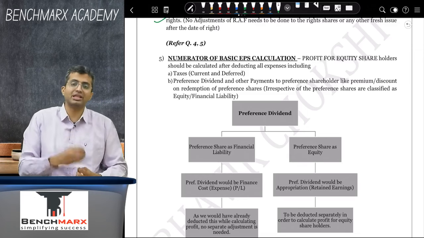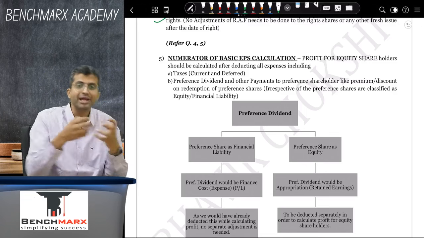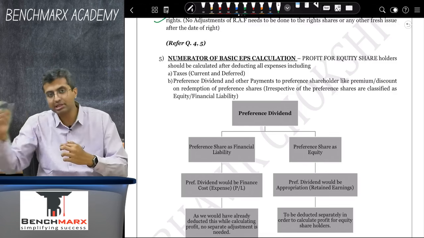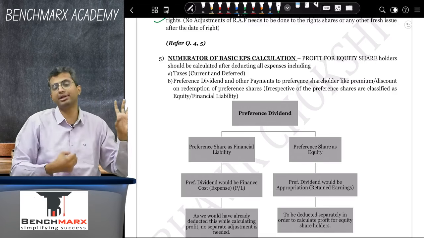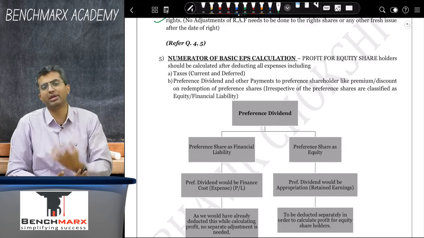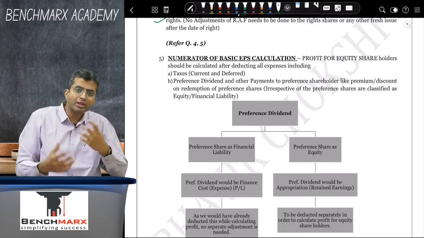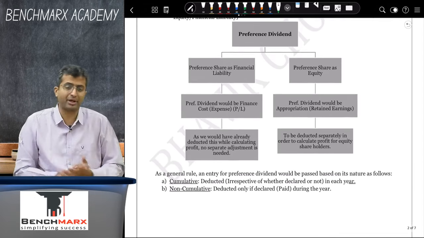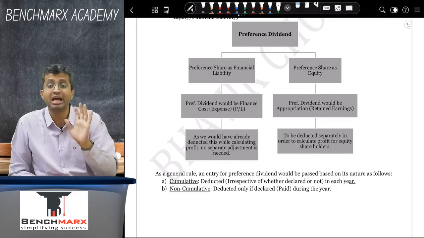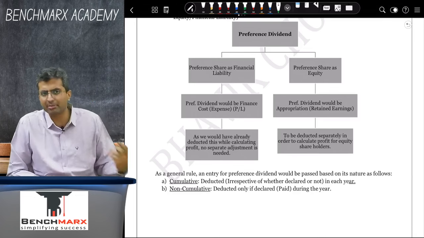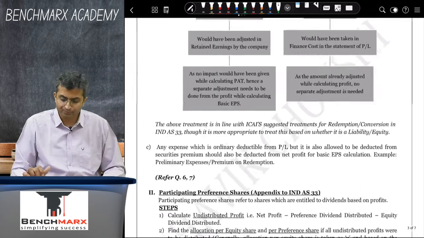However, while calculating EPS, you still need to subtract that, and hence you will take the net profit minus the appropriation minus the preference dividend, which has not been taken in finance cost but which will have to be separately deducted in order to find the pool of money which is available for equity shareholders. So this is the adjustment that you have to do for preference dividend. For cumulative preference shares, you will have to deduct the preference dividend whether it has been declared or not, because it is a liability, it accrues. Non-cumulative, you will deduct only if it is declared.